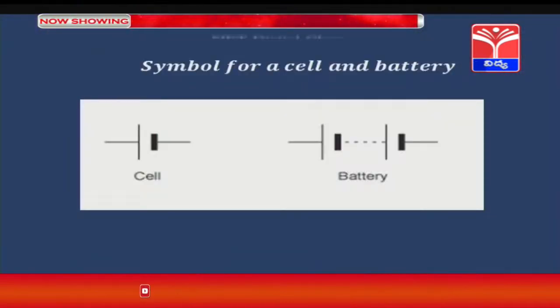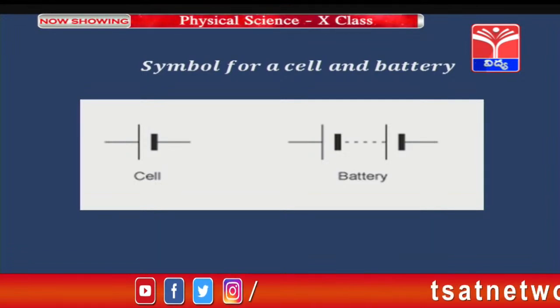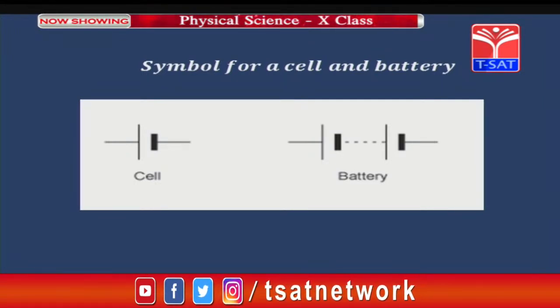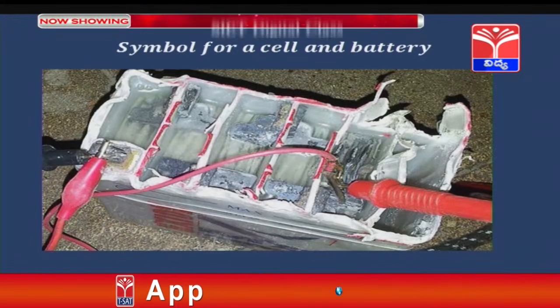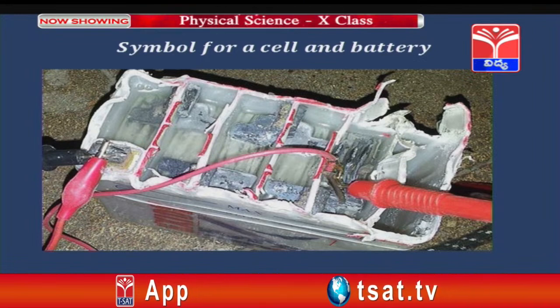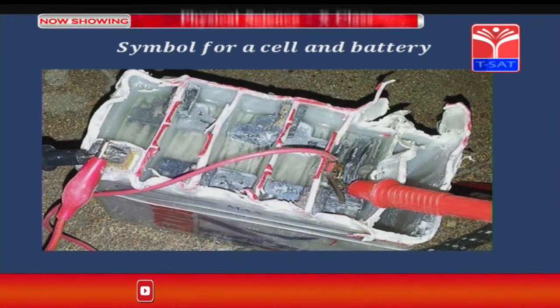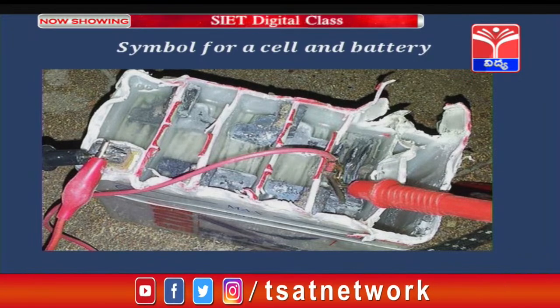Here is a symbol for a cell, and if we have more than one cell, we call it a battery. That is the symbol for a battery. Here we can see in the battery there are many cells. Each compartment is one cell. There are 1, 2, 3, 4, 5, 6 cells which are connected in series to form a battery.